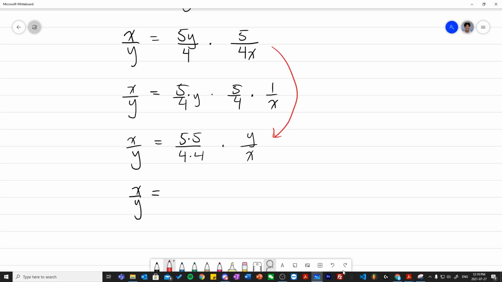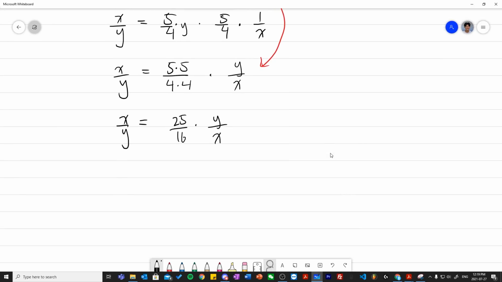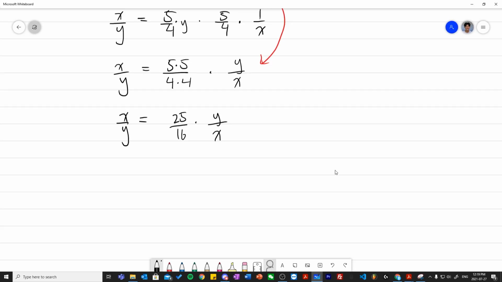Alright guys, what's 5 times 5? It's 25 divided by 16 times y by x. Yep. Oh, I thought you wanted the answer for the whole equation. No, I'm so sorry, I didn't mean that. I just wanted to do it step by step. I'm so sorry about that confusion. But 25 over 16 times y over x, right?